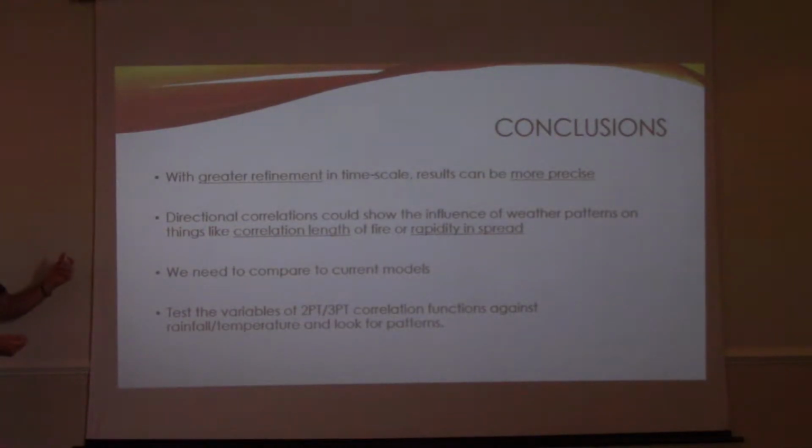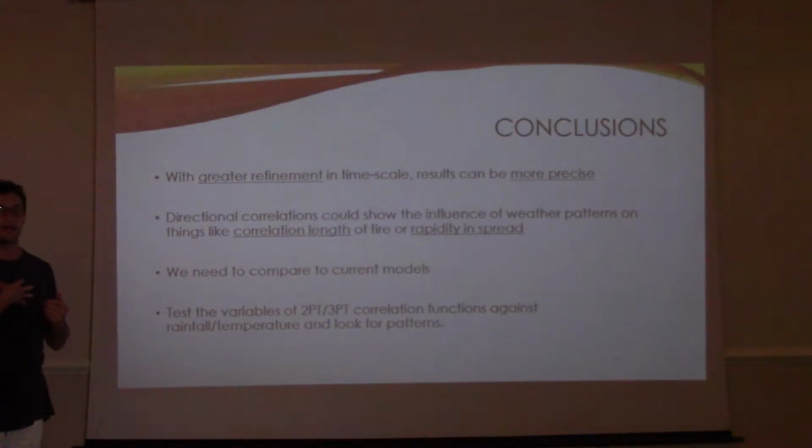So ultimately, there is a finite time scale, in the sense that the data we have is over a scale of 1 year. Clearly, a fire which happened in January is not likely to be causing a fire which happened in December.